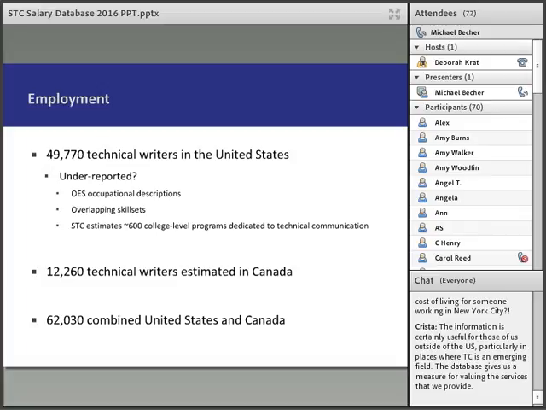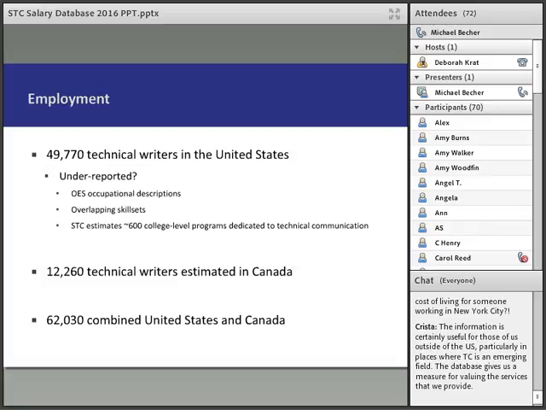The STC overall estimates that there are approximately 600 college-level programs dedicated to technical communication, and with so many people going through there, they obviously are getting hired in some sort of technical writer capacity, and that number, the 50,000, just seems a little bit on the low side compared to the number of programs and the number of people coming out. So it is likely underreported, but that's just the reality of the situation, and this is still by far the best data that we have here.